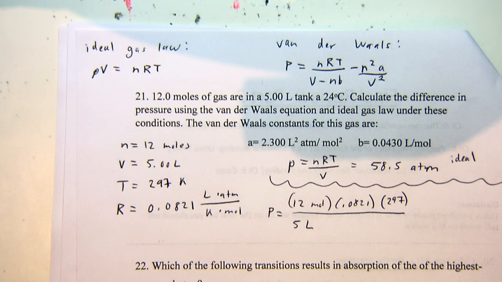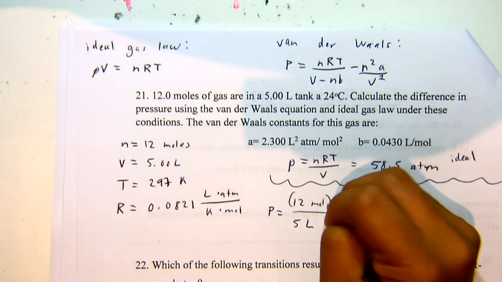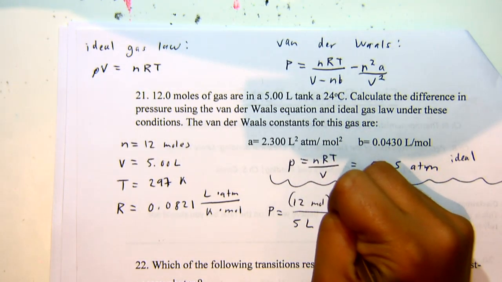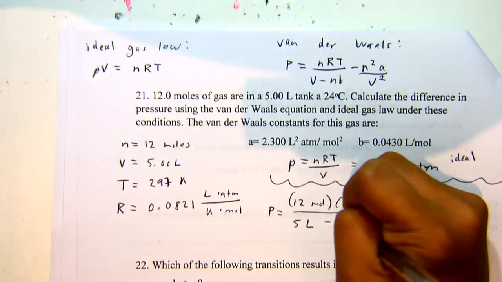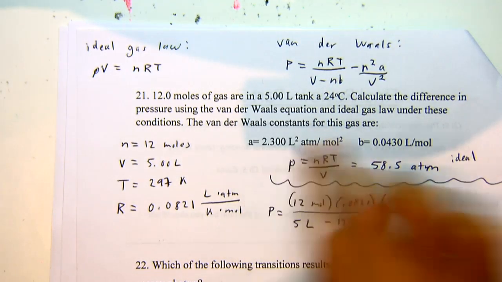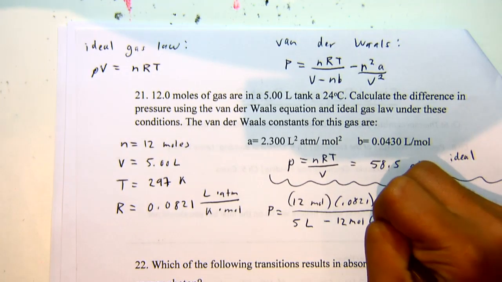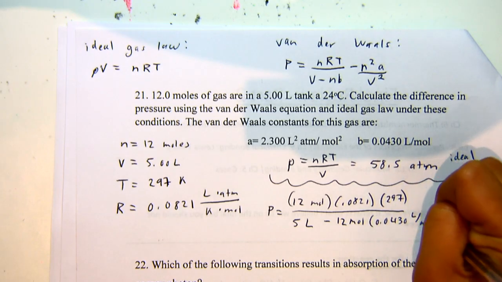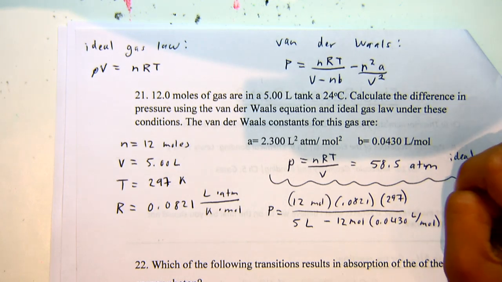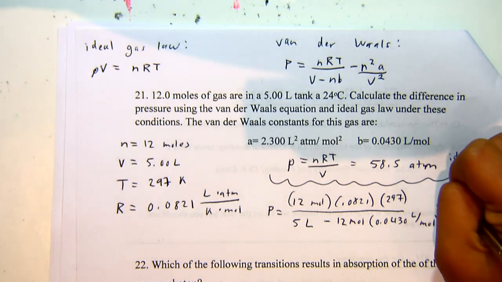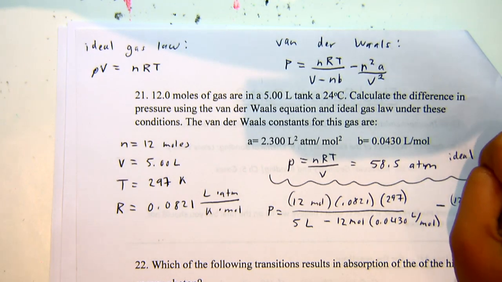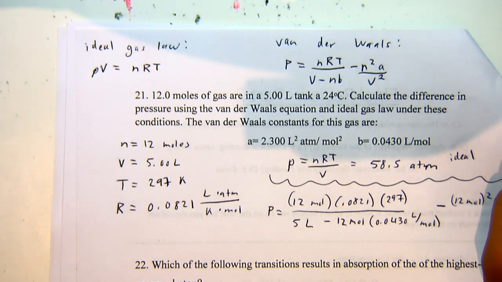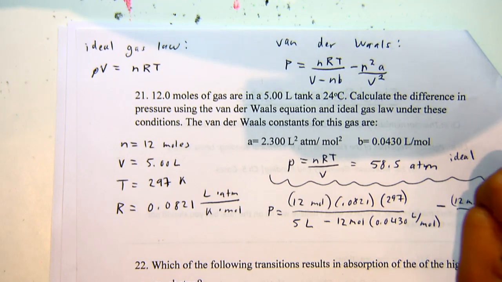That's like a giveaway. So 5 liters minus 12, which is our amount of moles again, times, and now that's that b that they gave us, 0.0430 liters per mole, minus now 12 moles squared times a, 2.300, over 5 squared.